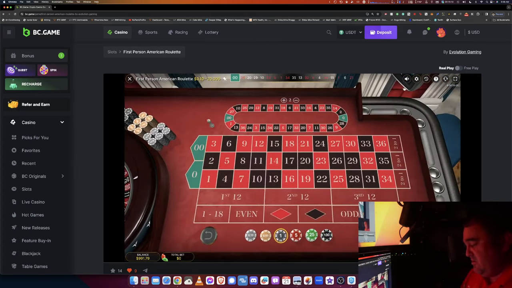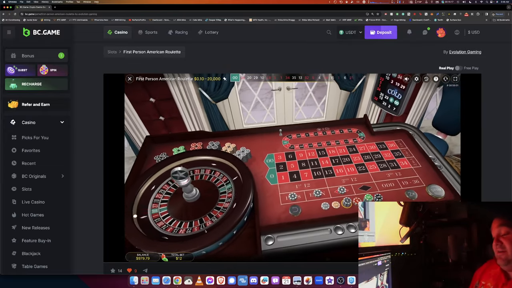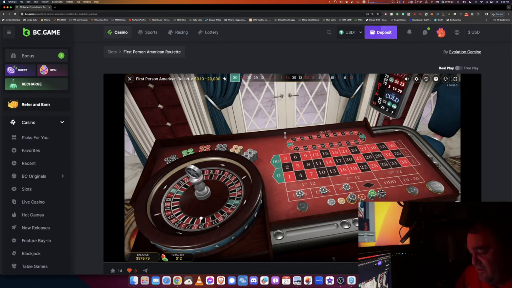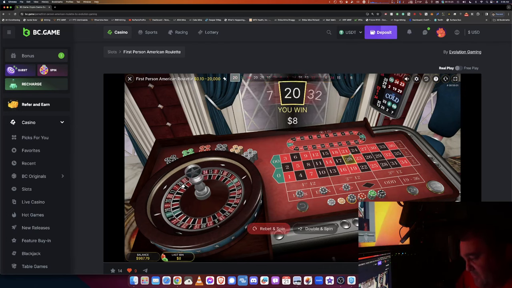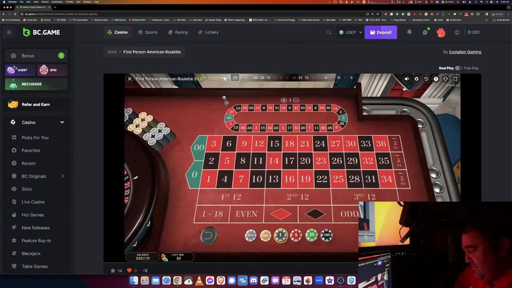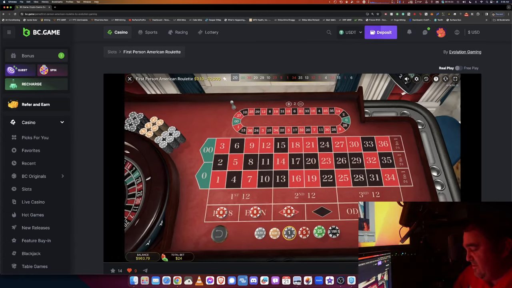Cool. So what are we going to do? We're going to rebet and then we're going to double. We're doing a martingale here because the odds are it's going to hit sooner rather than later. I'm going to show you another way to go about doing this in just a moment. Okay. Again, we hit one. You see that one that hit? So we're going to hit rebet. We're going to go two times. We're going to hit spin again.